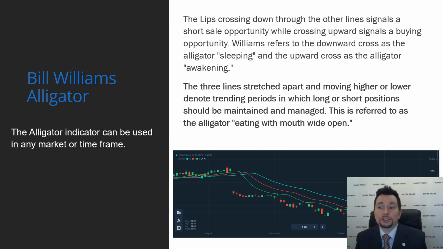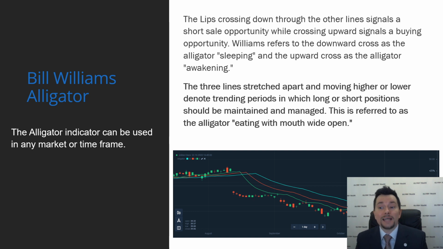Now, the 3 lines stretched apart and moving higher or lower indicate a trending period. So here you guys can see that the mouth opened, the alligator fell asleep with the mouth open. Anyways, the mouth is open, and now they are moving farther and farther apart in this little period of a few weeks. This is the daily graph. So 3 lines stretching apart, moving higher or lower, means that the positions that you opened should be maintained. It means that you got into a good position, the market is moving in your direction, you can keep that position open.